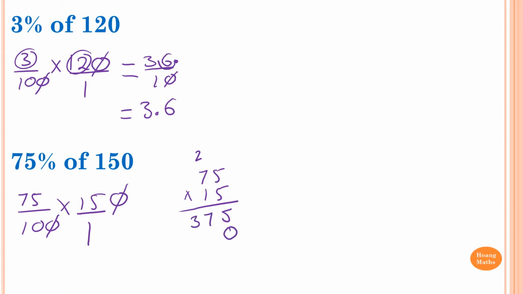So put a 0. 1 times 75 is 75. Or 1 times 5 is 5. 1 times 7 is 7. I just add them up. 5, 2, 1, 1. So now I divide by 10. Of course, no decimal point means it's at the back here. I divide by 10, I just move this. So 112.5.